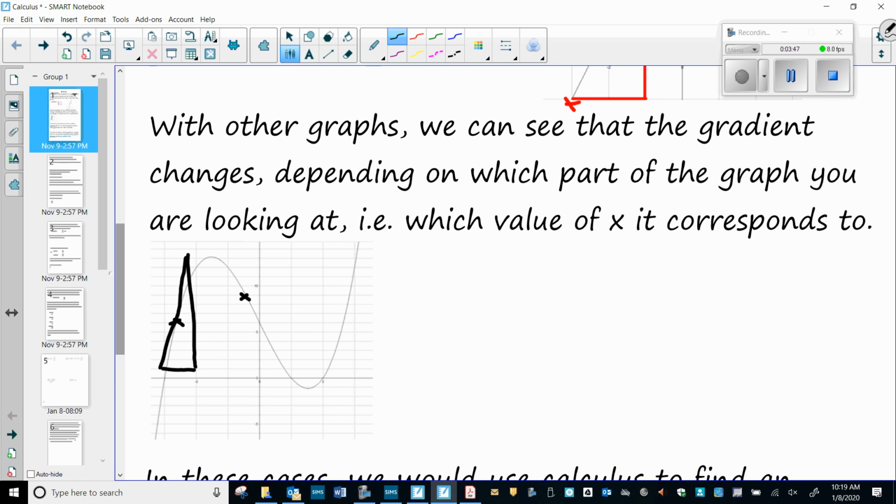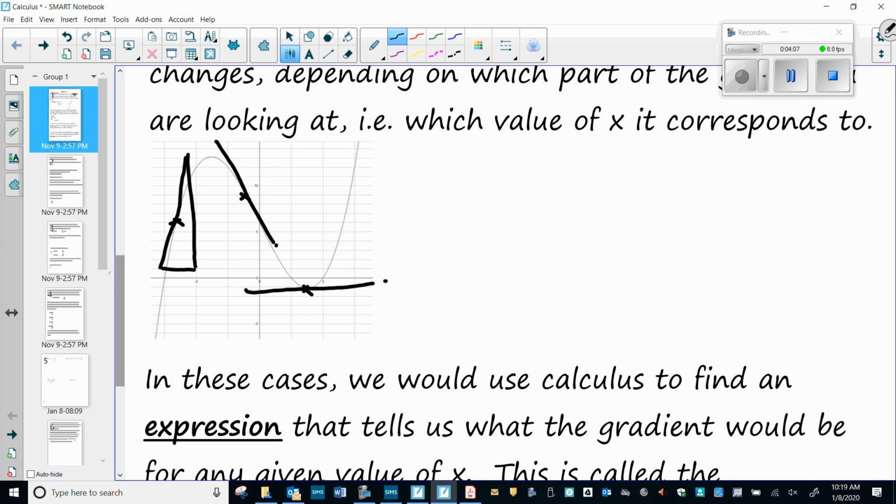If I were to take this point of the graph and draw a tangent, what do we know about the gradient there? Negative. It's negative. How about this point here? If I were to draw a tangent, it would look like this. What do we know about the gradient there? It's 0. It's horizontal. So the gradient of that line would be horizontal, which is 0.